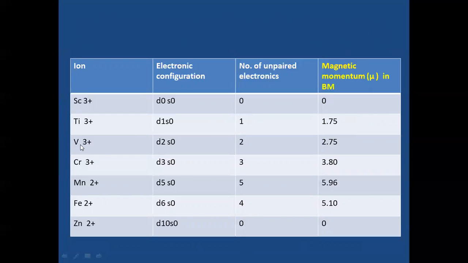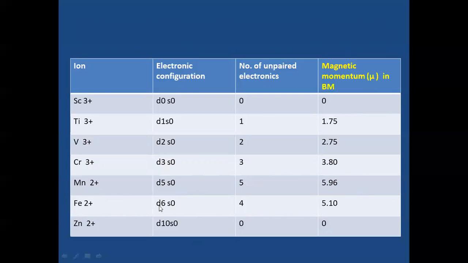In ion V3+, vanadium ion, with 3 positive charges, there are 2 unpaired electrons. This V3+ has 2 unpaired electrons and has 2.75 as the value for magnetic moment or mu. Again, chromium 3+, it has 3 unpaired electrons. Its value for mu is 3.8. Now, Mn2+, which has 5 unpaired electrons, its value for mu is 5.96.